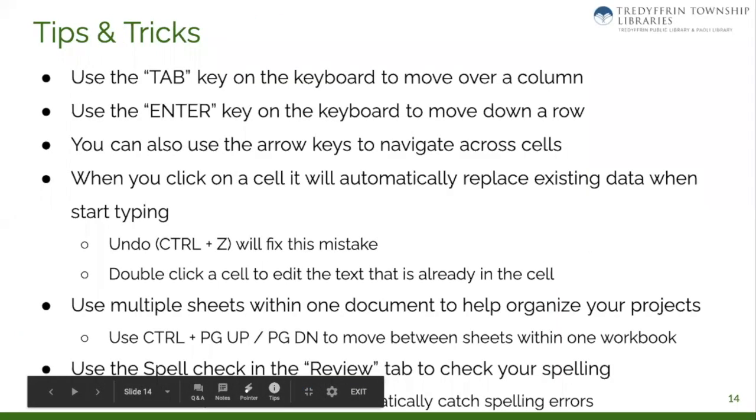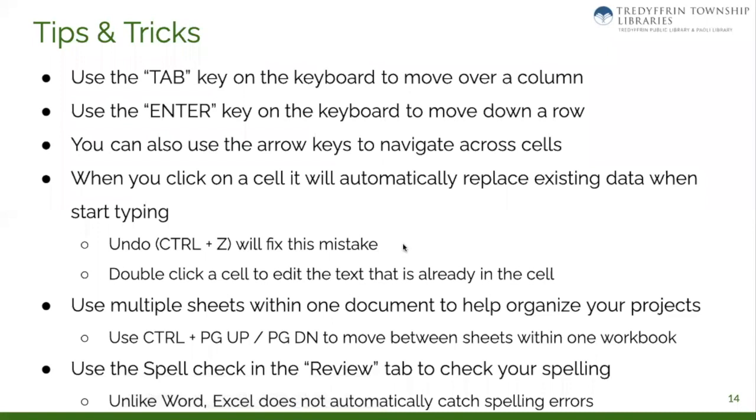I wanted to provide some tips and tricks to keep in mind while working in Excel. So you can use the tab key on your keyboard to move over a column. So if you are clicked into a cell, if you hit the tab key on your keyboard, it'll move to the right a column. You can use the enter key on the keyboard to move down a row or to complete a formula or function that you've created. Once you hit the enter key, it'll total everything or complete the function.